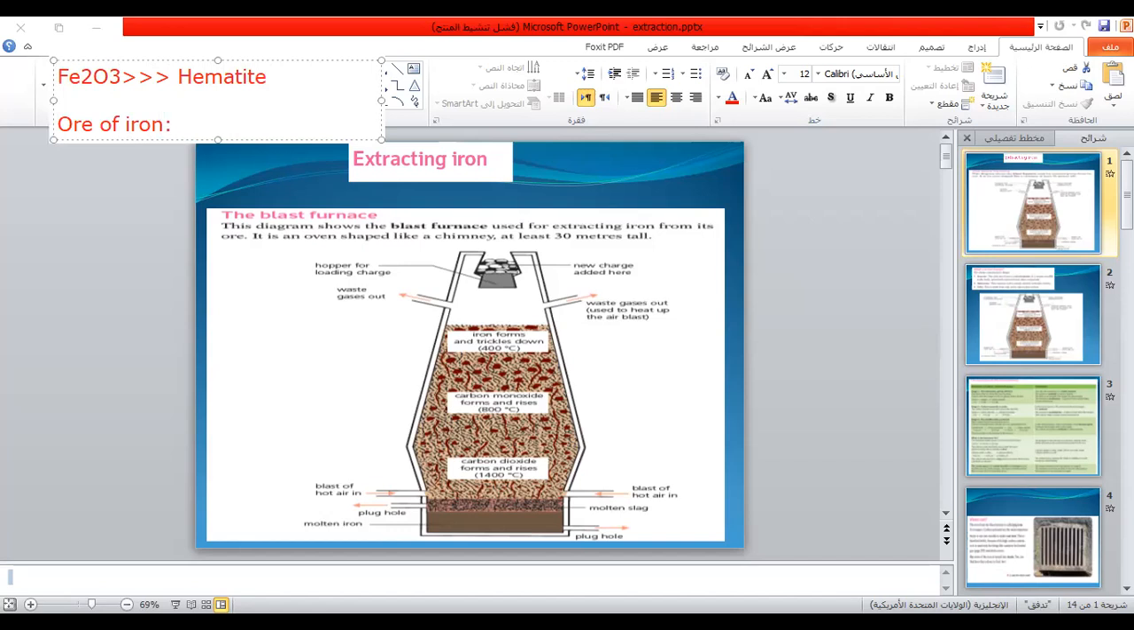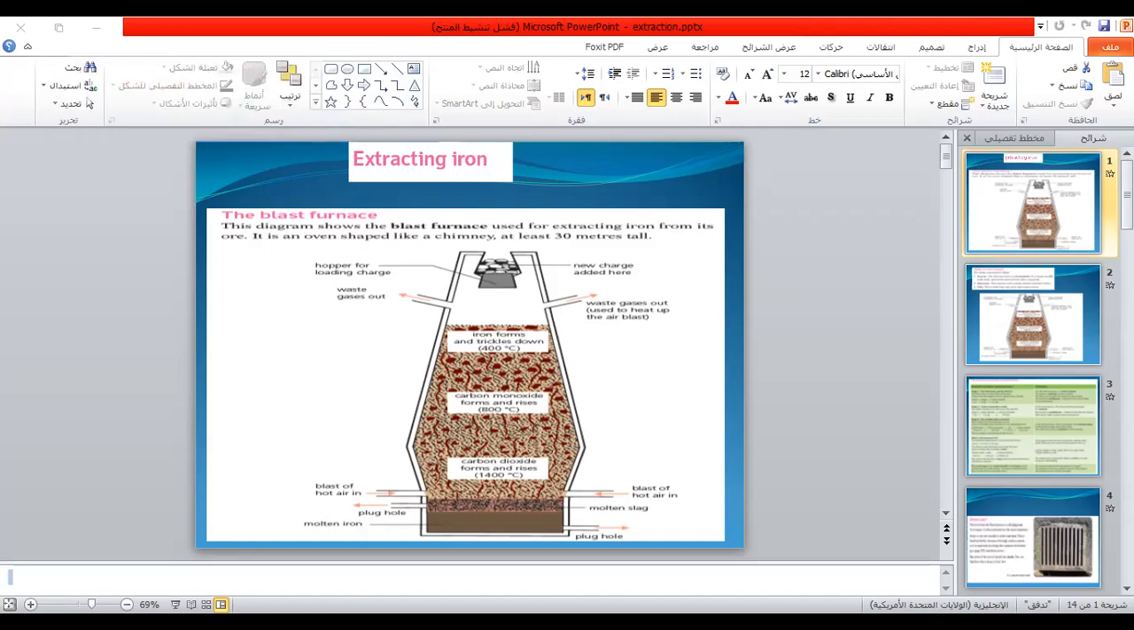I can say the ore of iron is hematite, and its formula is Fe2O3. What we need to do here is extract iron from iron oxide. So this is the ore of iron.